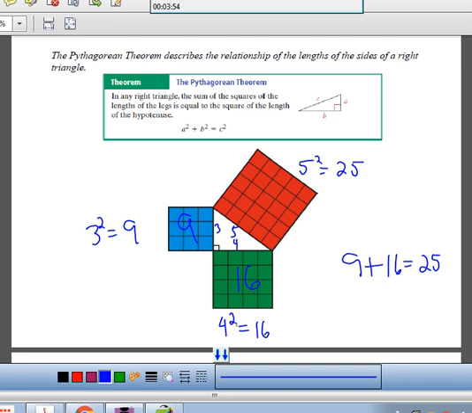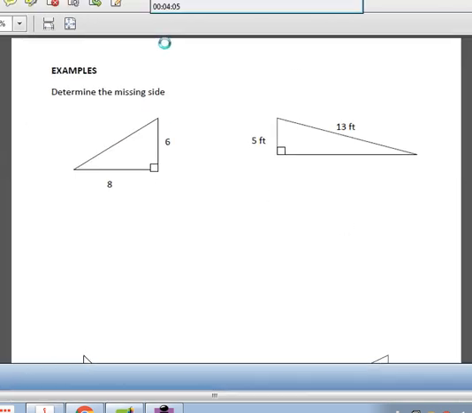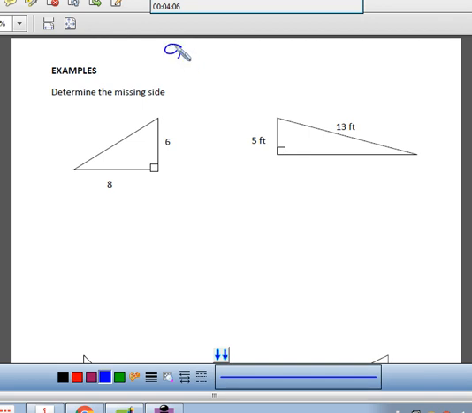Okay, let's do some practice problems. It's the best way to see it. So go ahead and turn or look at page 2. Determine the missing side. So everybody write this down at the top of your paper. A squared plus B squared equals C squared.